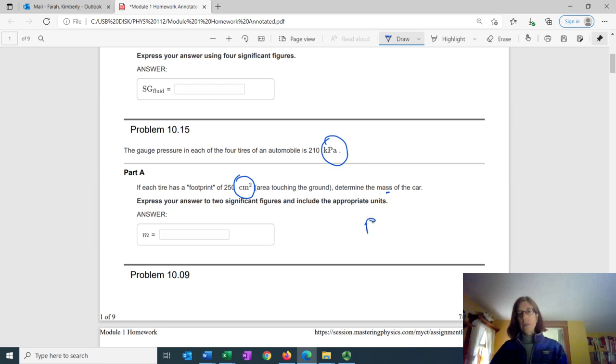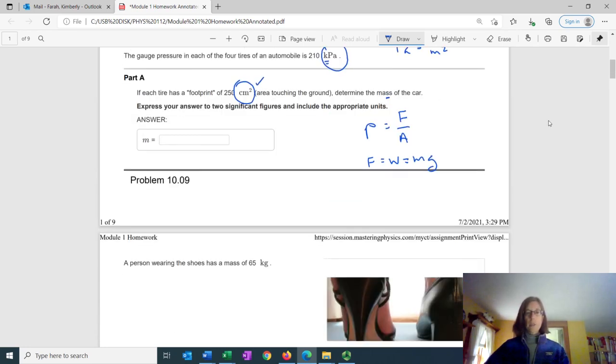So recall that pressure is equal to force per unit area. And recall that force is just a weight, right? And that equals m times g. Just have to be careful here of units because a Pascal is equal to a Newton over a meter squared. And this footprint here is being given in square centimeters, and these units are in kilopascals. So just watch your conversions here.